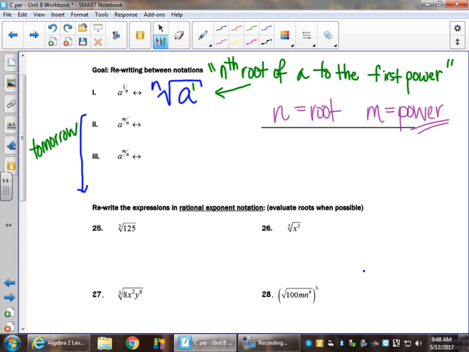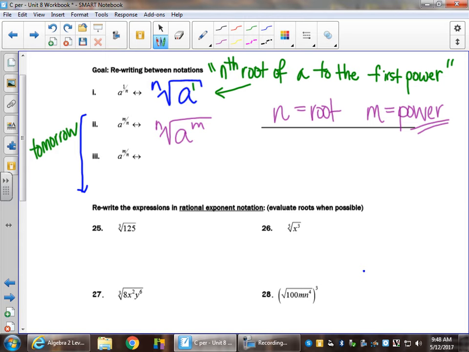So I read this as, right here, what root is this? The nth root of, so let's write that first, nth root of a to what power? Not anymore. M. A to the m.